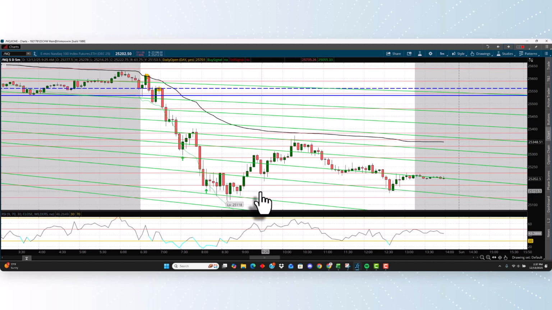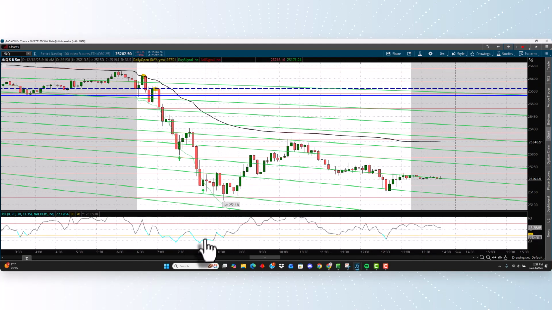And then we were having divergence on the RSI as well. So this was an indication that the market is finding some kind of support. And if you're in a short trade, you want to start tightening your stops, or you want to get out of the market altogether if you had any profits.